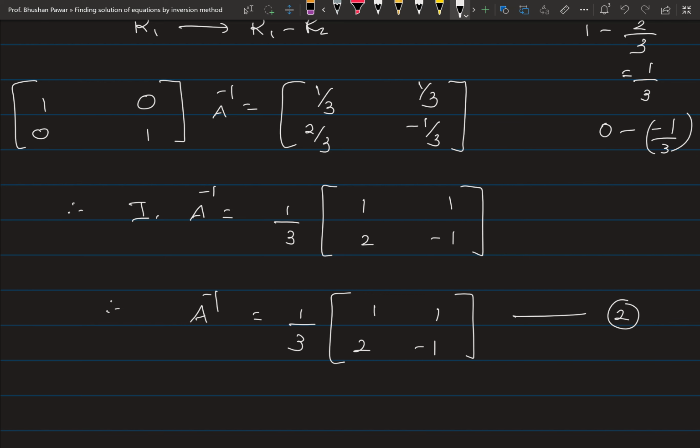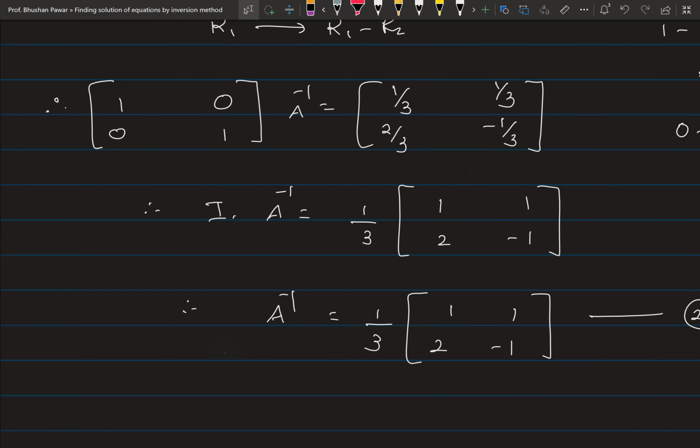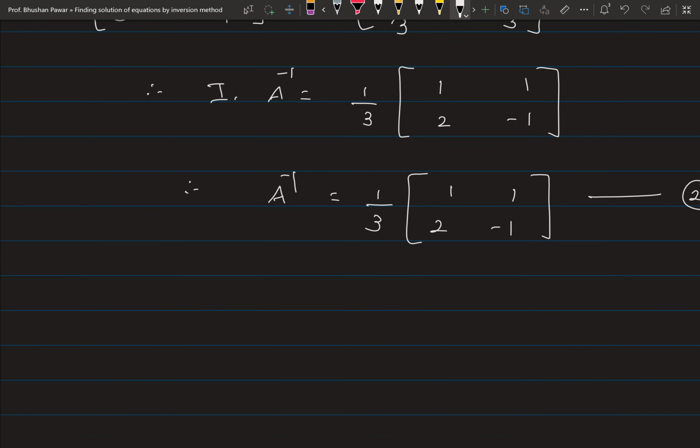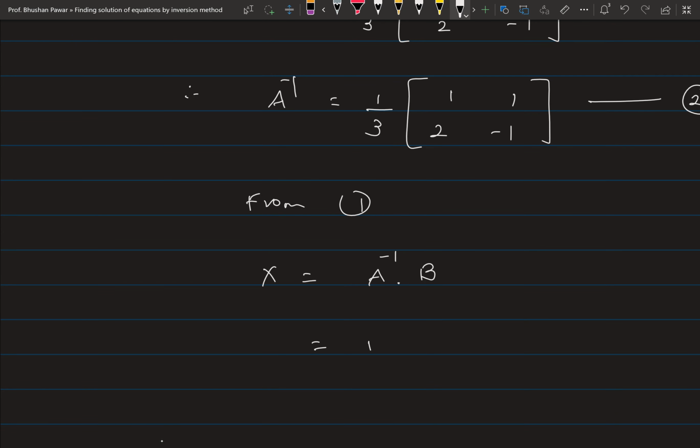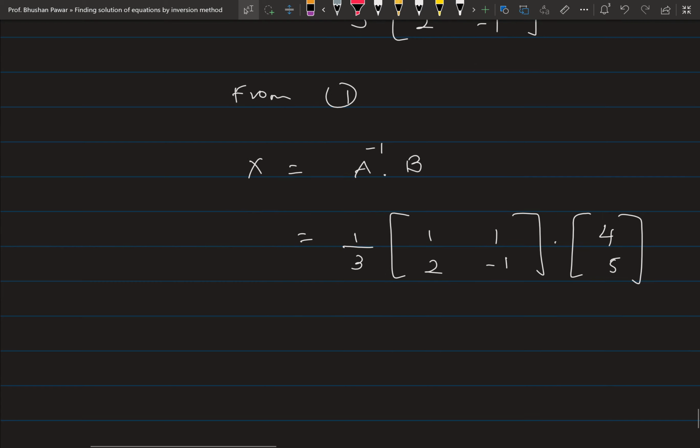Okay, but this is not our final answer, because we were finding the value of x and y. So for that purpose, from 1 we go from 1. Remember what was 1? It was A inverse into B. So over here we got the value of A inverse as 1 by 3, 1 1 2 minus 1, multiply B. Now B is 4 and second element was 5. Now we multiply the matrices.